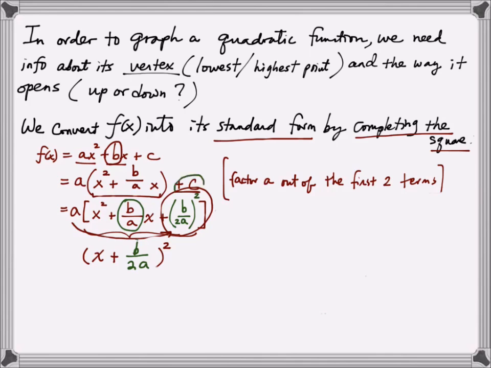So here we have plus c from the original problem. And we're going to subtract what we added. How much did we actually add here? We actually added a times b over 2a, quantity squared.